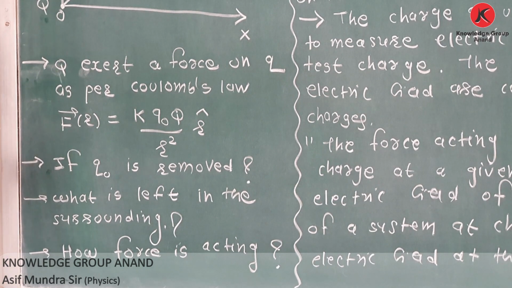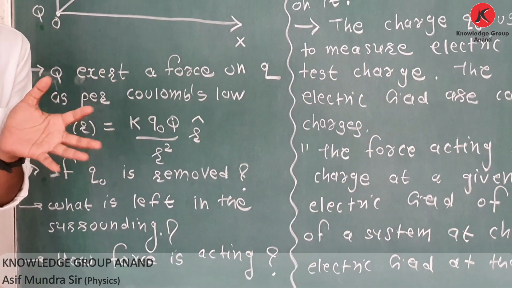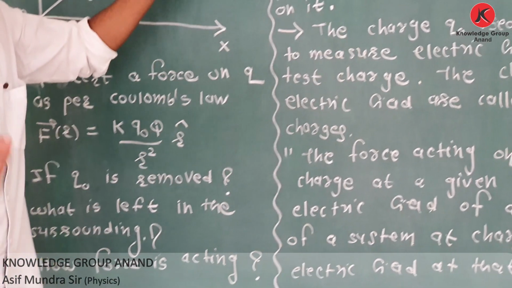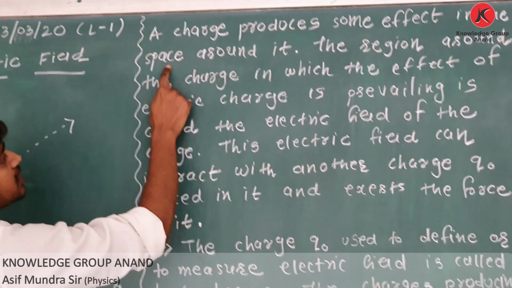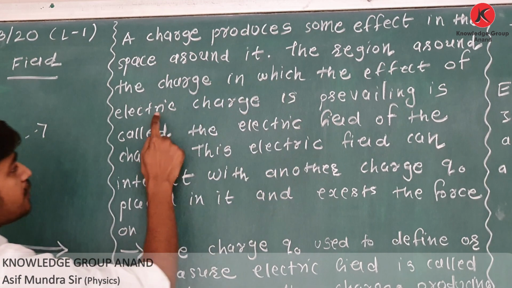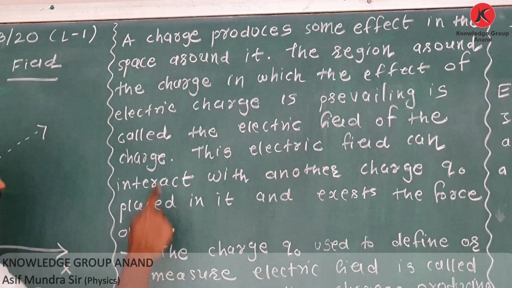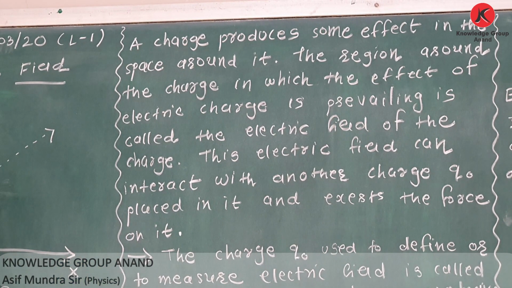After a number of experiments, scientists suggested that, as due to mass, gravitational field is produced, similarly, a charge produces some effect in the space around it. The region around the charge in which the effect of electric charge is prevailing is called the electric field of the charge. Yes, students, we have studied in 11th that due to mass, gravitational field is produced, and if there is another mass in that field, force is acting on it.